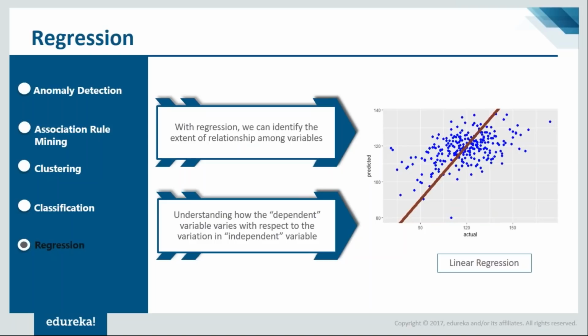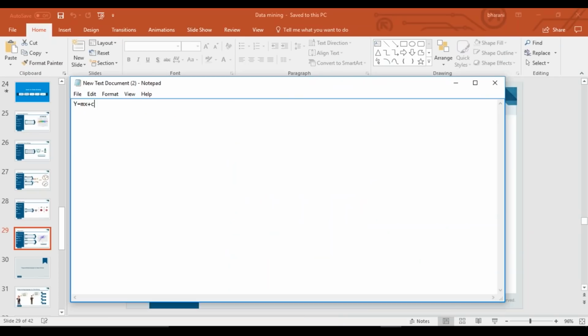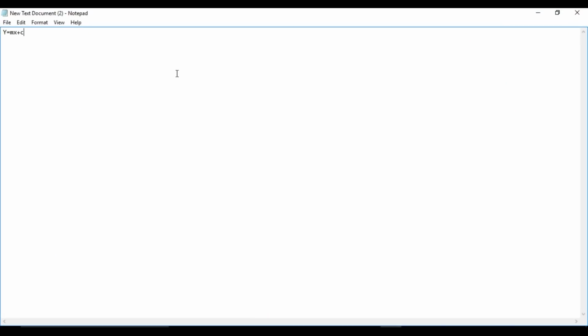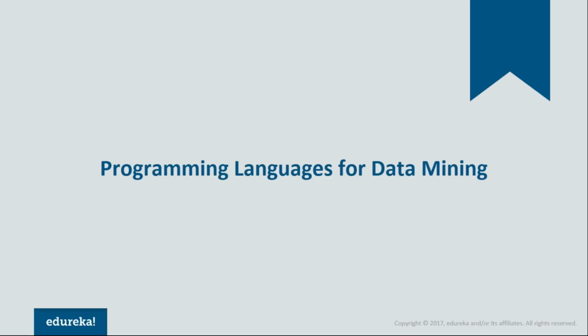All of you must have come across the equation of a straight line, which is y = mx + c. Over here, y will be the dependent variable and x will be the independent variable. And we are trying to understand how y varies with respect to x. That is the basic idea behind regression. So we have one dependent variable and we try to understand how this dependent variable changes with respect to the independent variables.